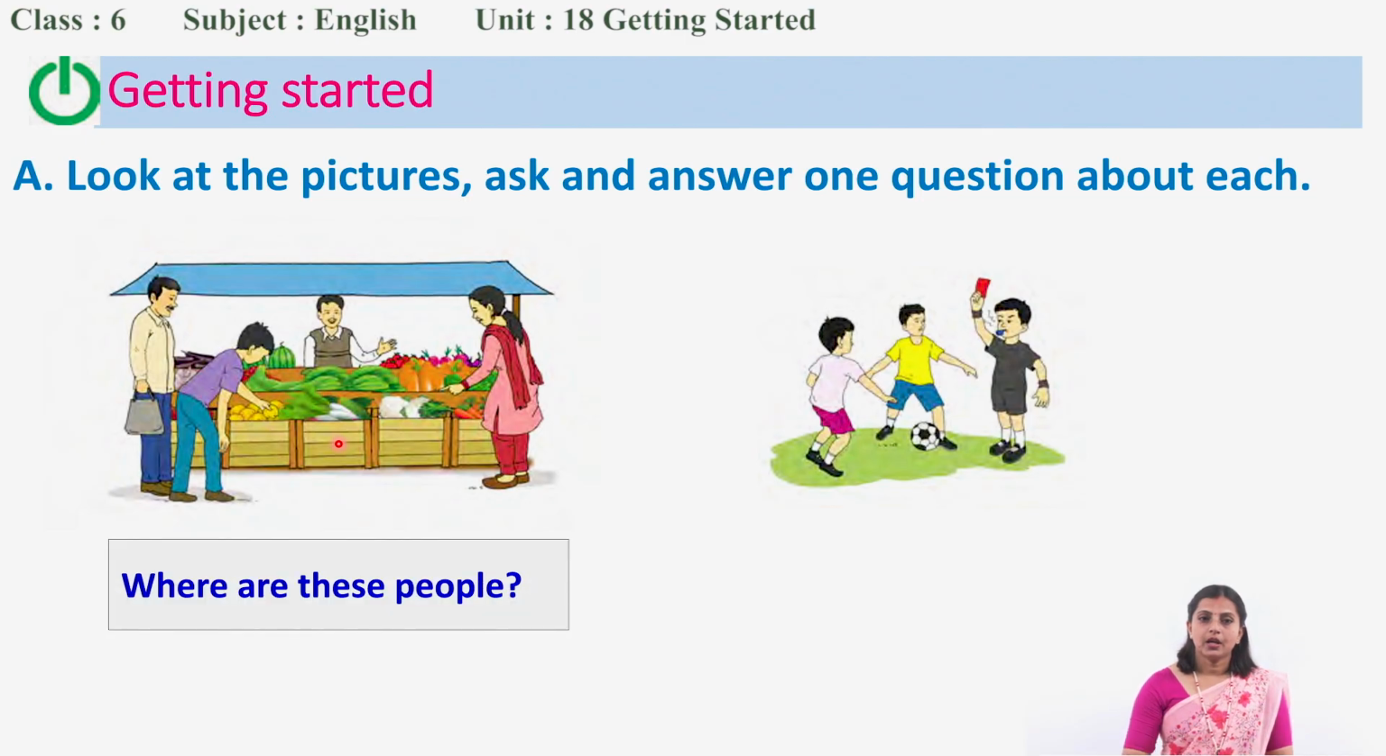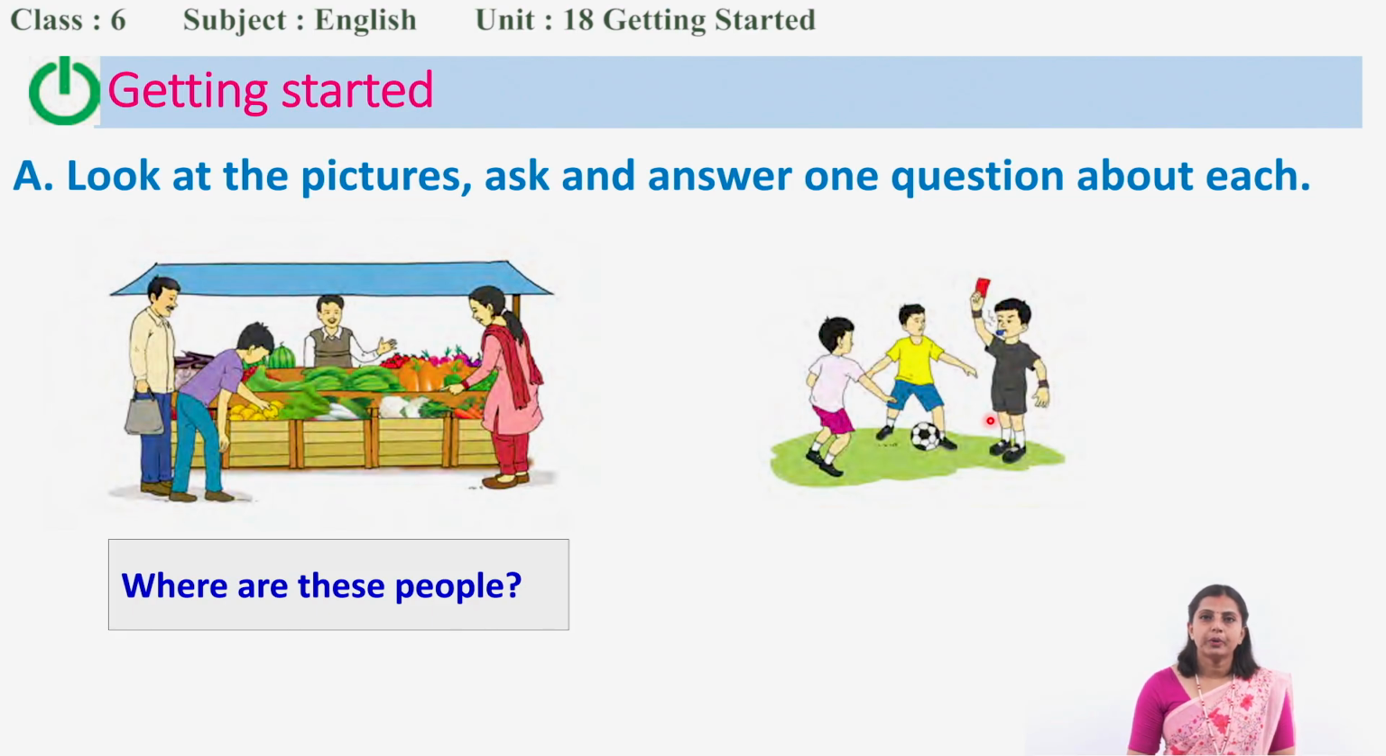So tell me, where are these people? Are they in the hospital, or at the bus stop? What do you think? Yes, they are in the grocery. Very good. Or in the market. Yes, you see, they are buying some vegetables. So you can say they are either in the grocery or in the market. Very good. Let's move to the next picture now.